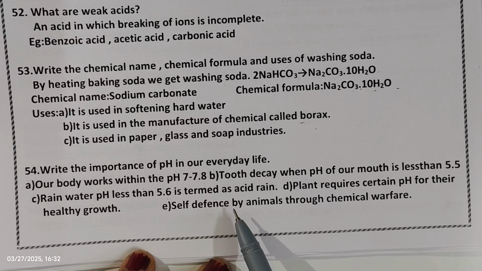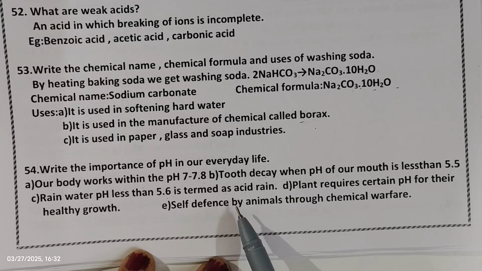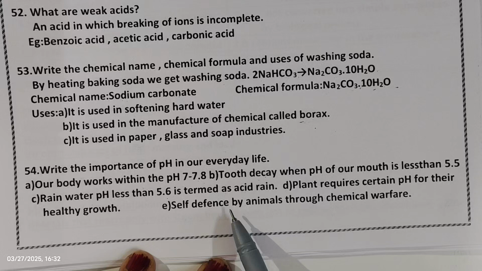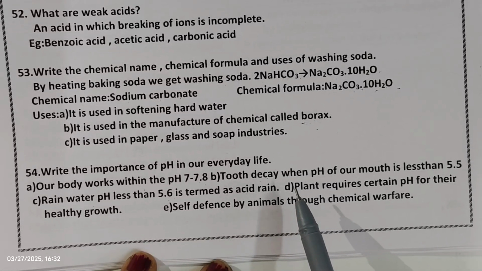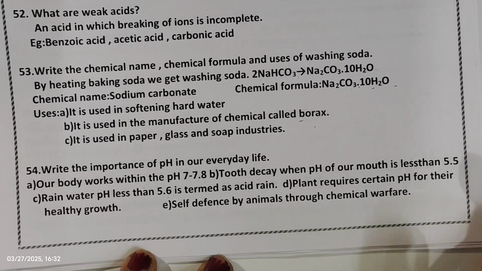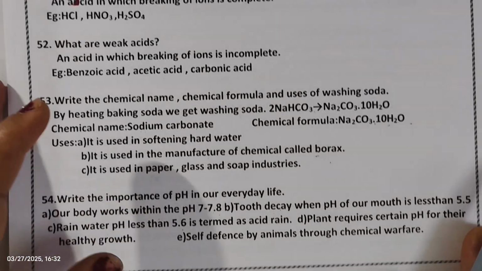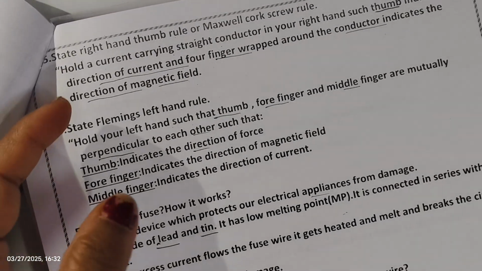So they produce some sort of acid which is acidic in nature, that is for their self defense. So the methanoic acid in the bee sting also acts as a self defense. So this is the importance of pH in our day to day life. So we'll move on to the next part of the question.